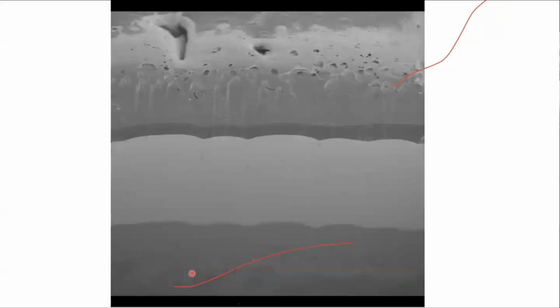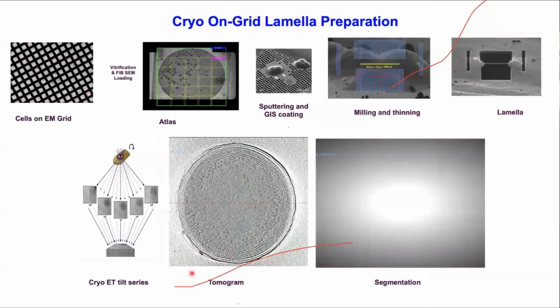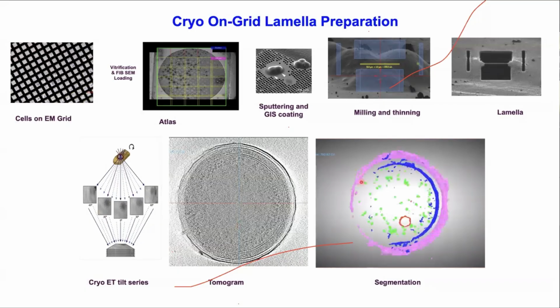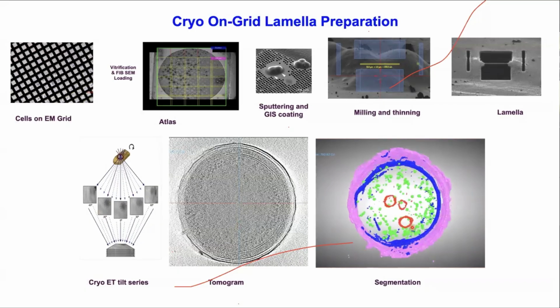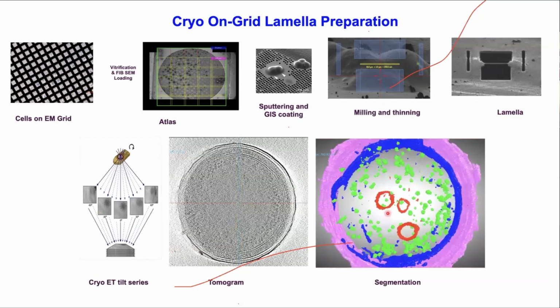Another thing is how to generate cryo on-grid lamella preparations. The process is: cells on the EM grid, you can generate the atlas, sputter and GIS coating. Finally, you can do milling and thinning and produce the lamella. And finally, this lamella is used for cryo ET tilt series data collection. You have the tomogram by IMOD, and finally you can have segmentations. You can segment these and get a very nice image. We can get one blue-green algae, and we have made the sample for that.